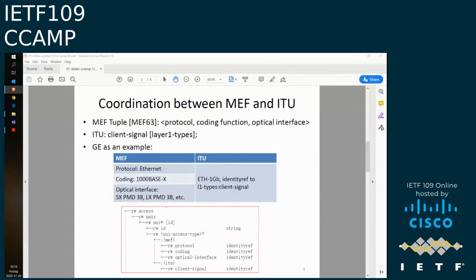We are creating 2 cases. One is for MEF, using the 3-tuple representation, and the other is ITU, where we use the client signal. When people are planning to deliver a client signal with a MEF format, it goes the MEF way, and the same principle applies to the ITU. Next, please.